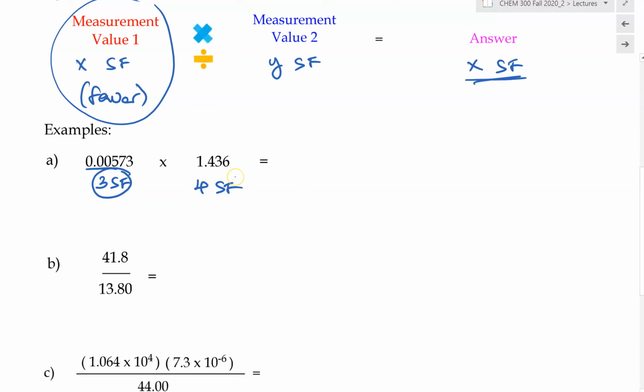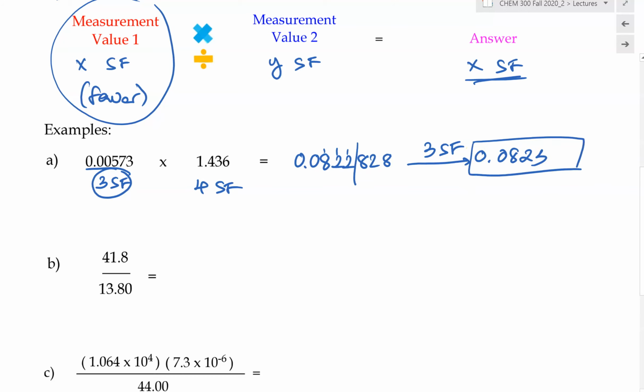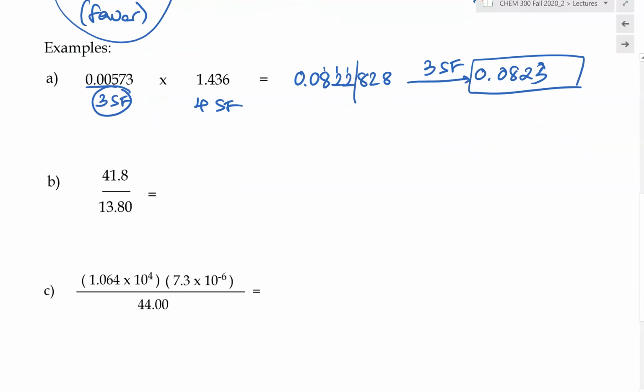After we plug this into the calculator, the calculated answer is 0.0822828. So first, write out the unrounded answer. Now we know that we need to round this to 3 significant figures. Again, count our 3 significant figures, 1, 2, 3, and we cut off right here. So this becomes 0.0823, and that would then be our final rounded answer. Pretty easy.